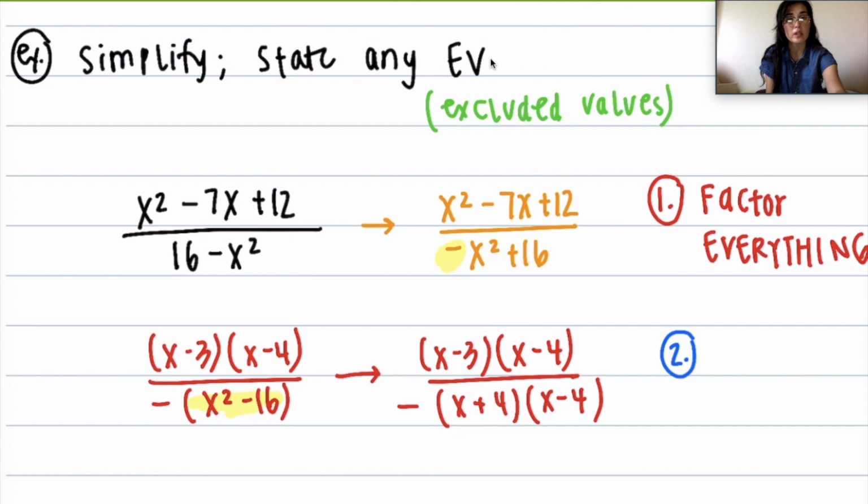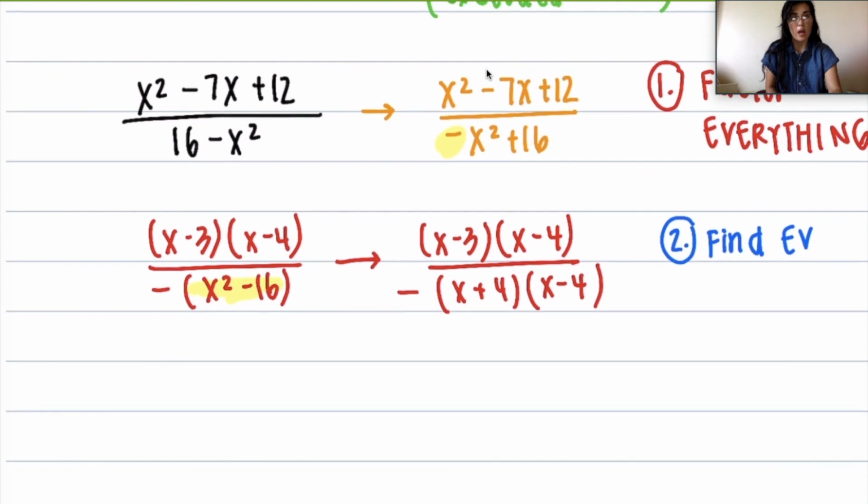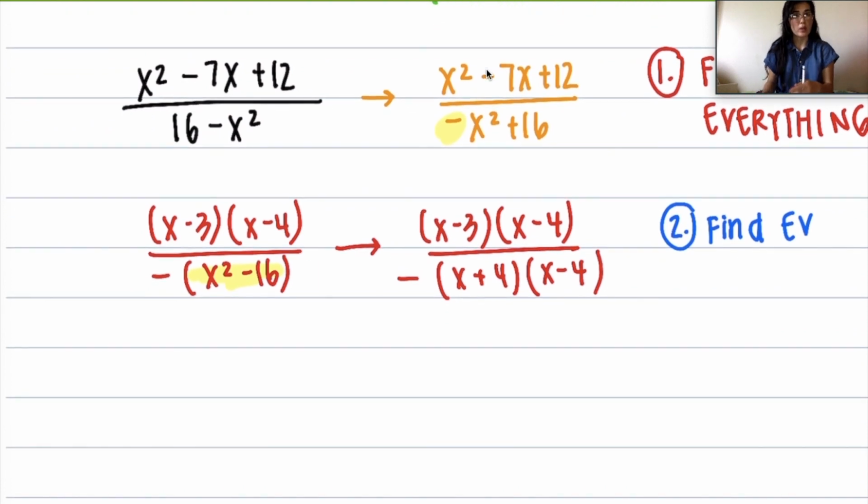And that's where we find the excluded values. So step 2 is find excluded values. If you remember from earlier in this lesson, excluded values are where our problem does not exist, so it's when we set our denominator equal to 0. You're actually going to do it in this step. We want the excluded values of the original problem, not of the simplified answer. So of the original, do it in step 2.